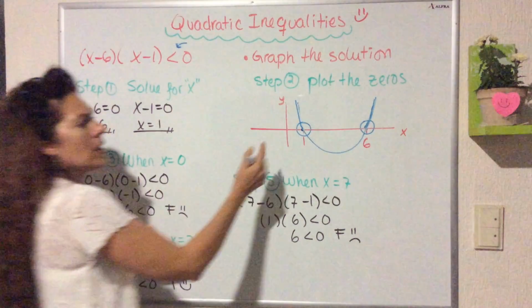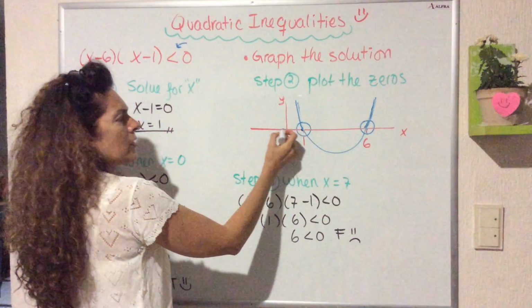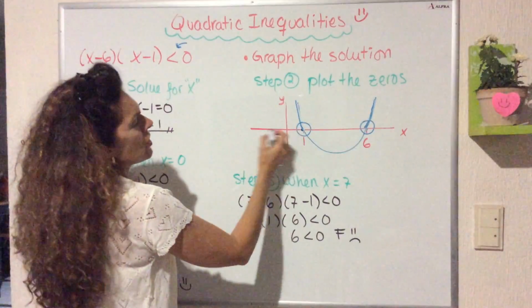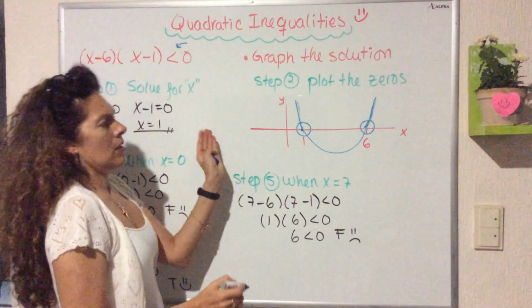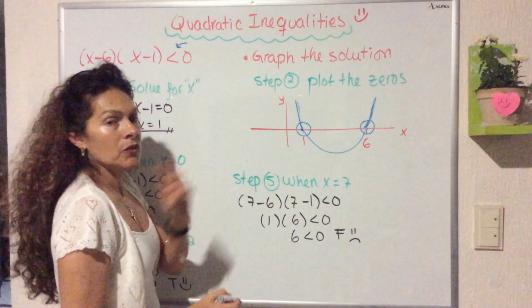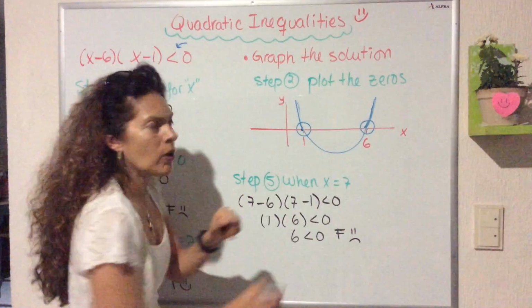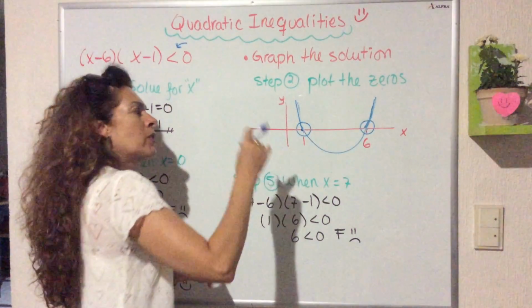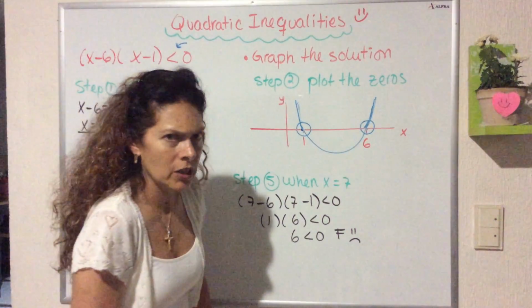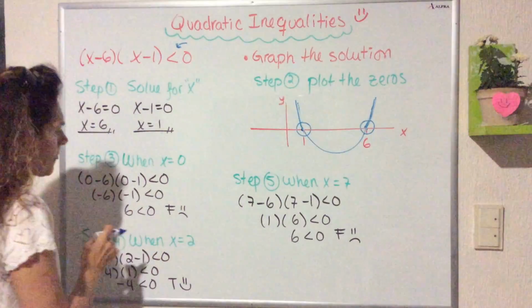Now we know that this part of the values which are less than 1 are not part of the solution, nor number 1, because number 1 is not included because here we have a hole, remember. Okay? Now, let's continue.